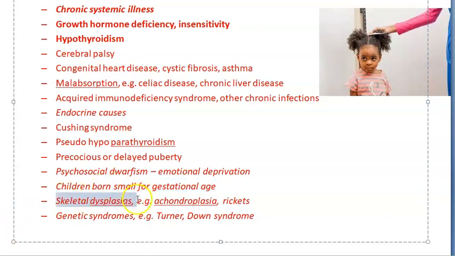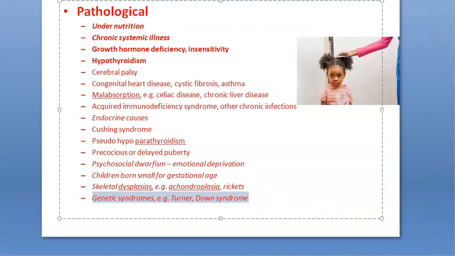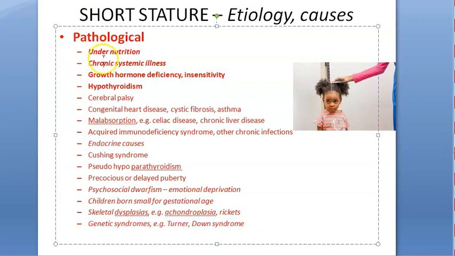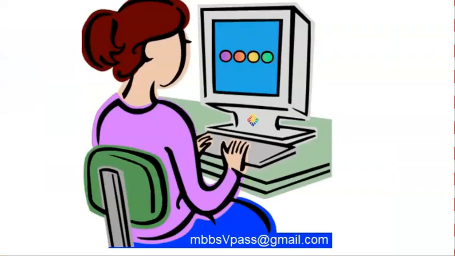Skeletal dysplasia, achondroplasia, rickets. Rickets can be basically due to vitamin D deficiency, etc. Genetic syndromes like Turner syndrome, Down syndrome. Okay, so please write almost everything that you hear in pediatrics. If you write in this table, it will be correct only almost, right? So the child is not growing enough, right? These are all the pathological causes of short stature, guys. Now let us look at this.